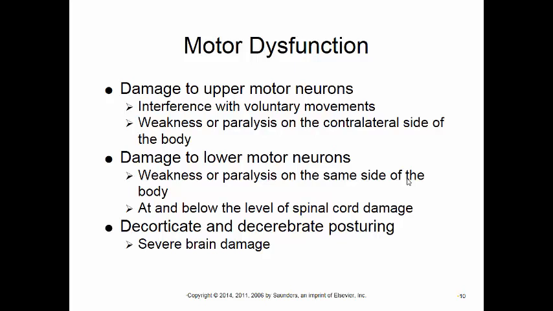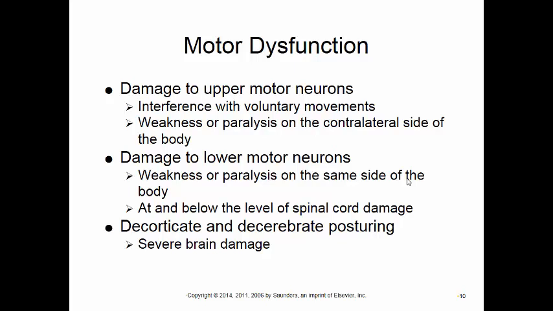Another common factor of neurological disorders is motor dysfunction. These can happen from damage to the upper motor neurons or the lower motor neurons. The upper ones are going to be more in the brain, the lower ones are in the spinal cord. And what we see with the upper motor neurons, there's interference with the voluntary movements. So we see the weakness or paralysis, if the damage is on the left side of the brain, the weakness or paralysis is going to be on the right side, so it's contralateral. It's on the opposite side.